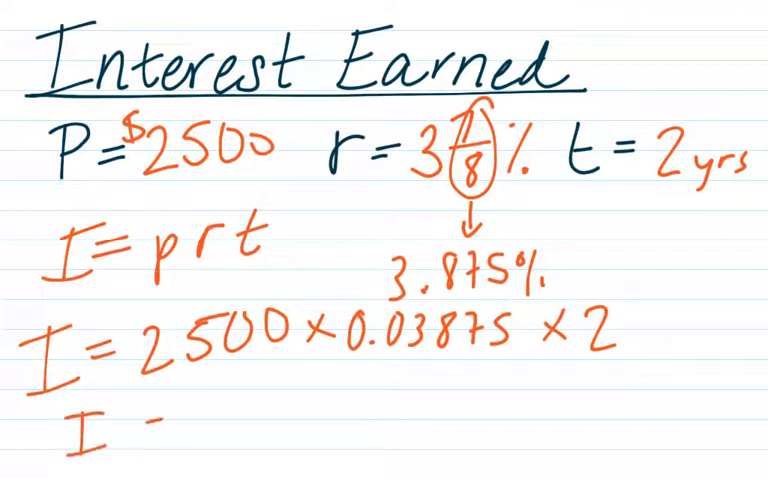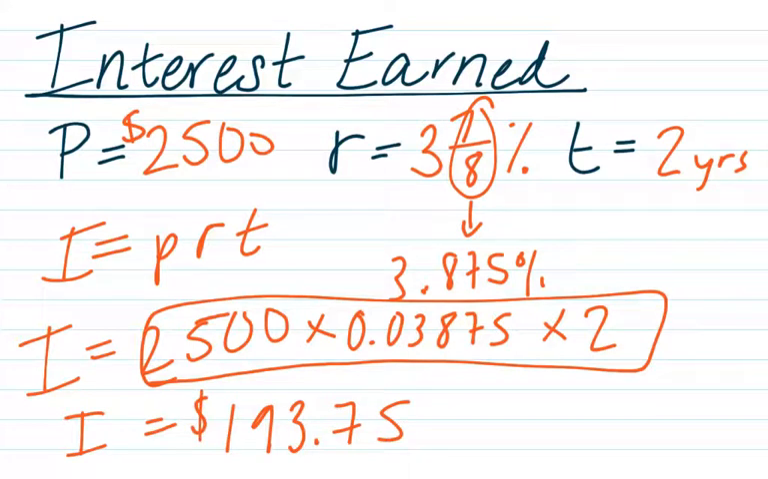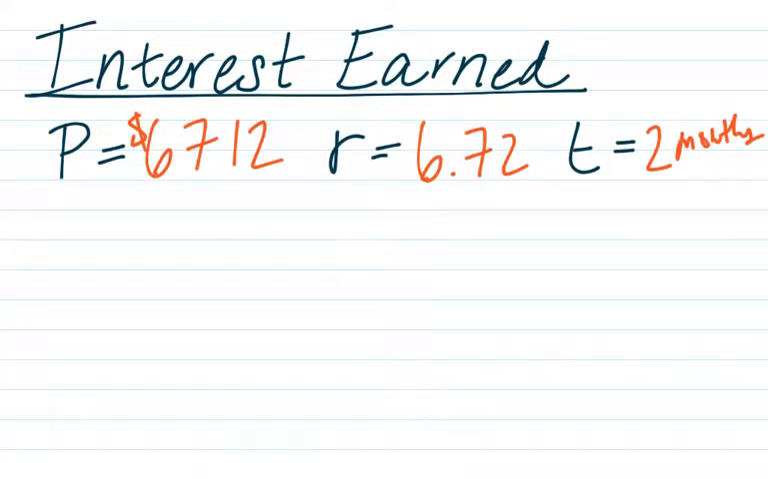And when we multiply this all out, we get that our interest will be $193.75. Okay, let's try another. On this one, our principal is $6,712. Our rate is 6.72%, and our time is 2 months. So remember, that means that we need to represent our time as 2 out of 12, or 2/12.